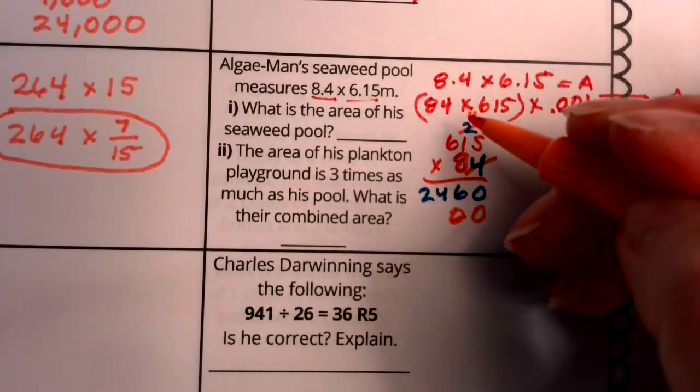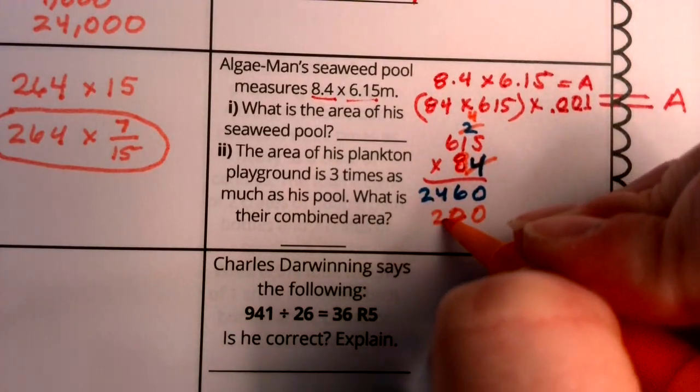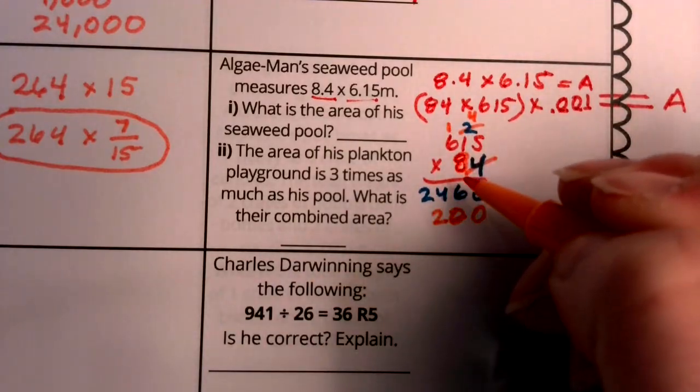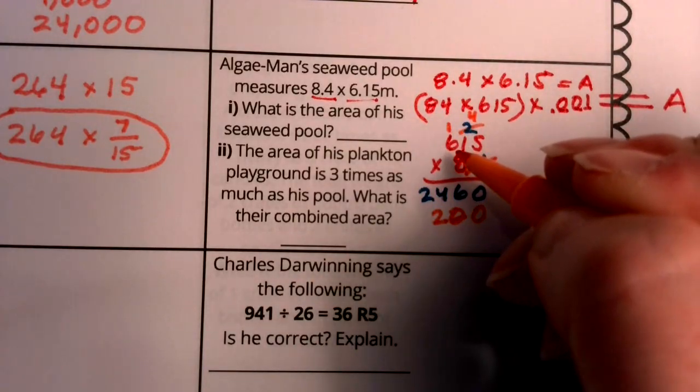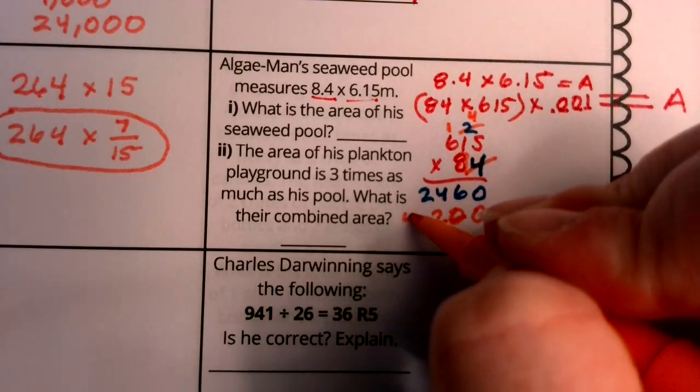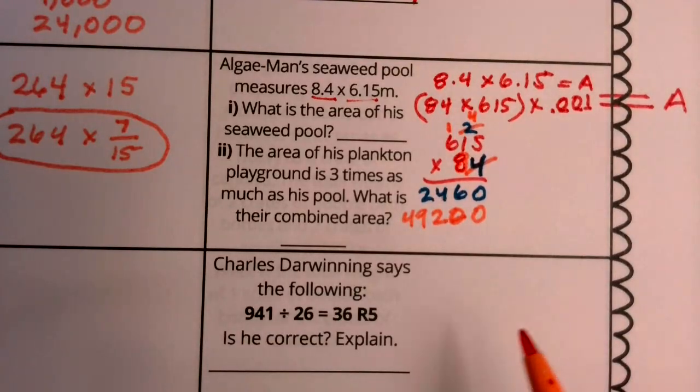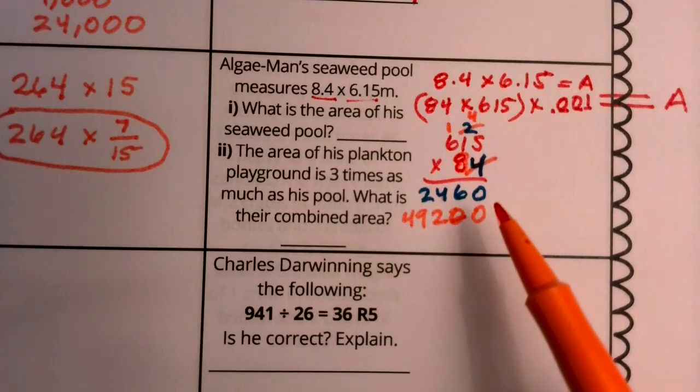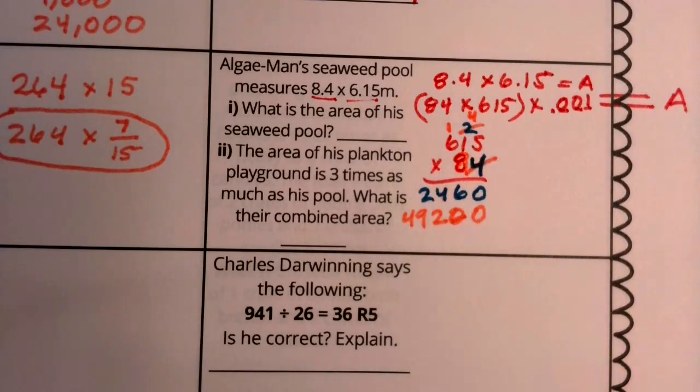8 times 1 is 8, plus 4 is 12. Here's my 2, carry a 1. 8 times 6 is 48, plus 1 is 49. So I have 49,200 as my answer to 615 times 8.